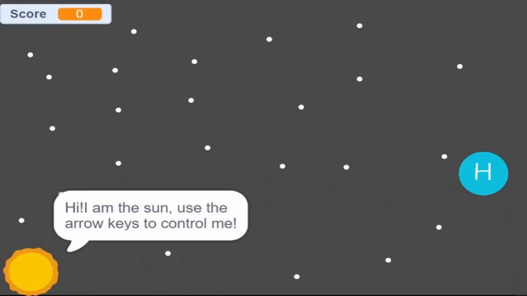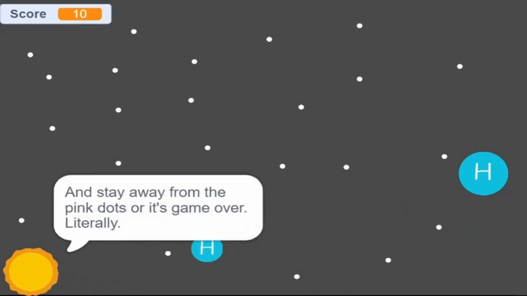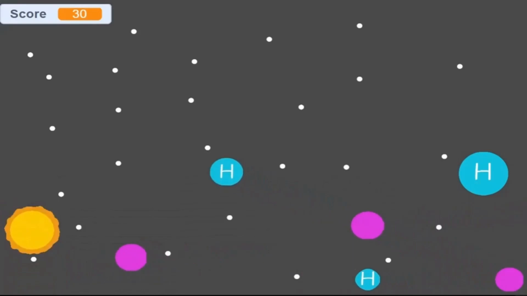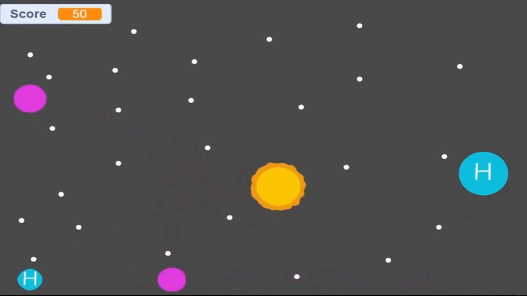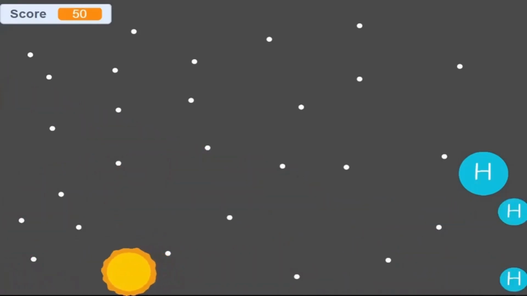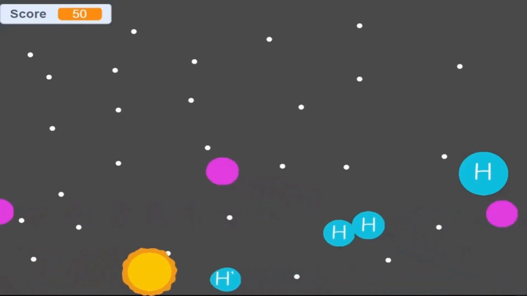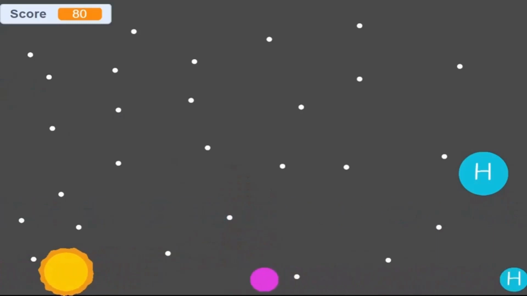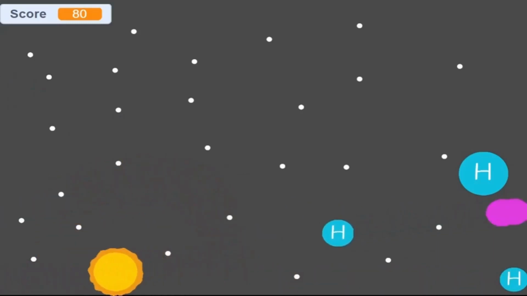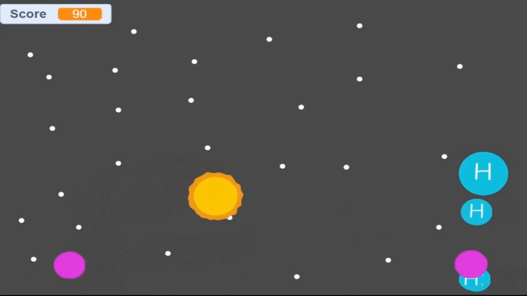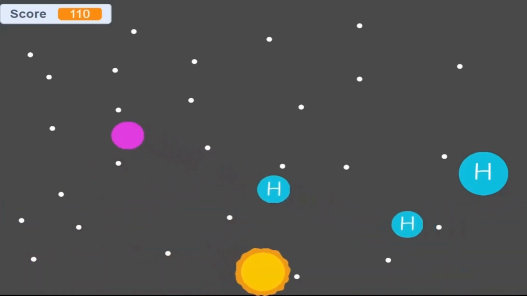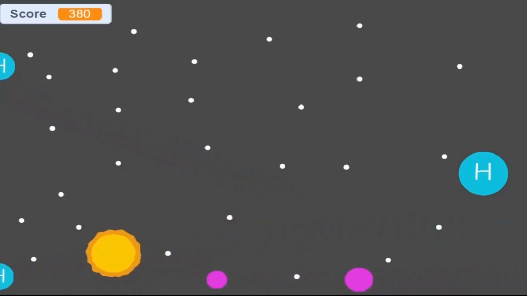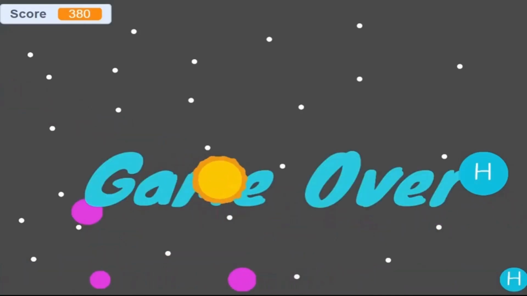Hello everyone. I'm going to show you all a game which we have created. This is a game where the sun has to collide with the hydrogen atoms and escape from the other atoms. We're using the right arrow key and left arrow key for movement, and the up arrow is used for the jump option. And now when we do this, it comes up as game over.